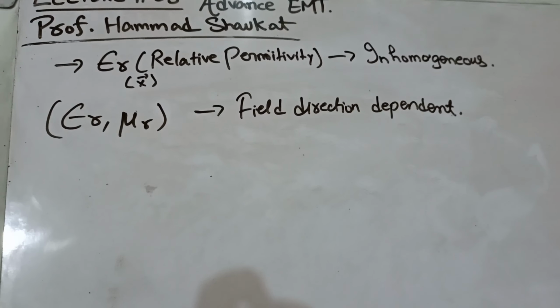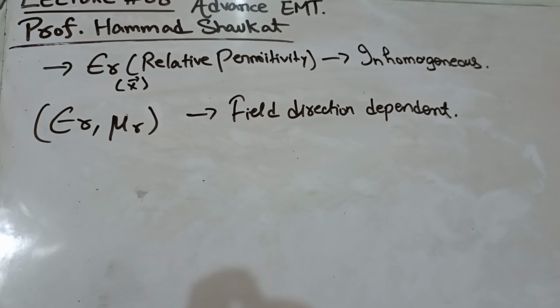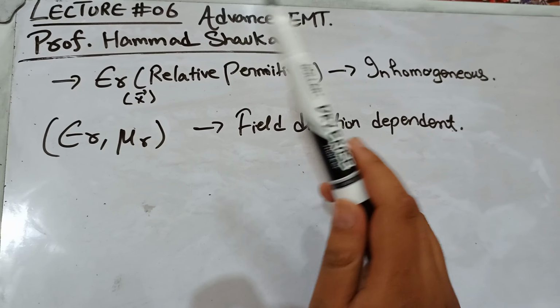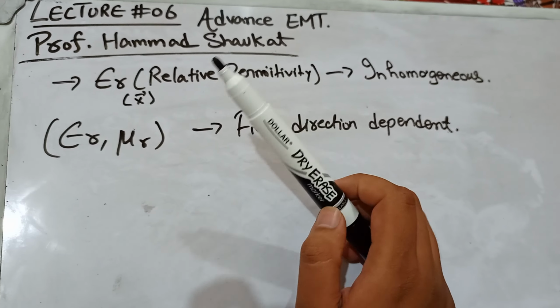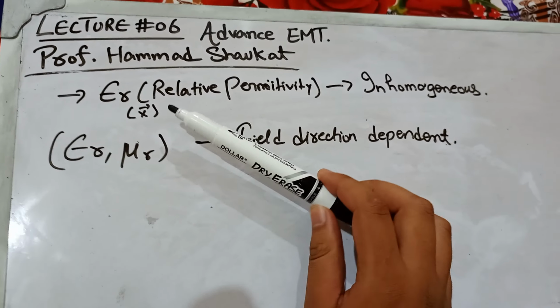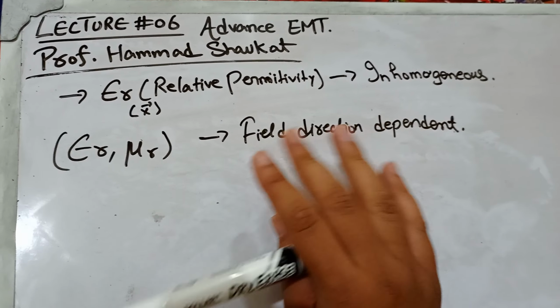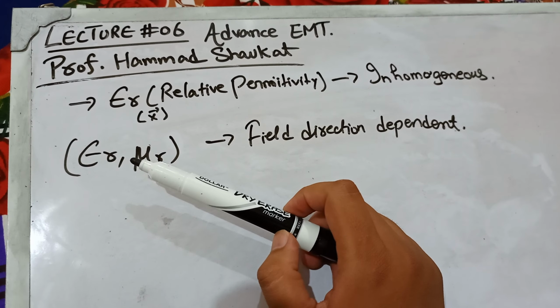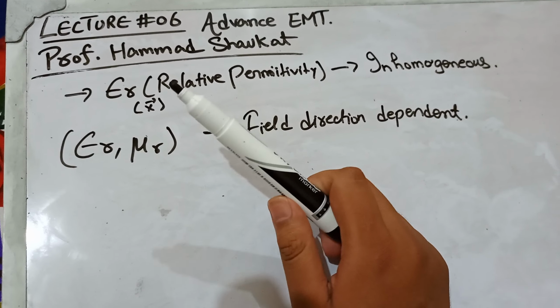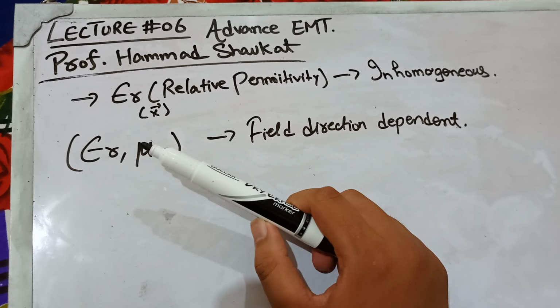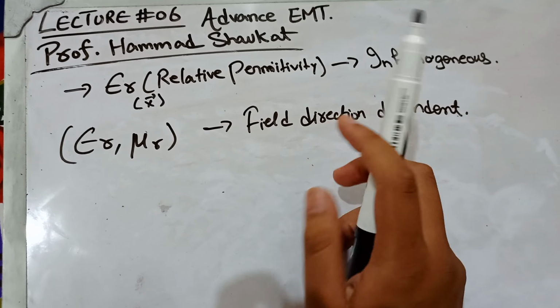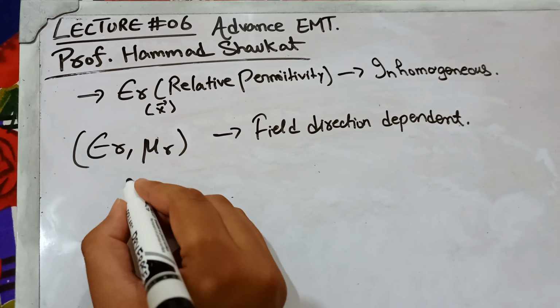Okay, field direction must be dependent in this case. You can see in our previous discussion there must be some direction of that field, either for the magnetic field or for the electric field. So these both are field dependent. Field direction dependence. Without direction it's useless. Okay, there are another two forms.